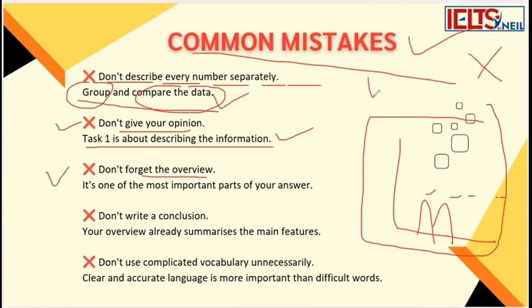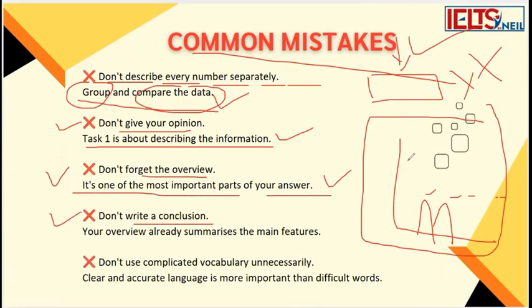Of course, when we write the overall statement or the overview right after the introduction, we should never ever forget that. This is very, very, very important. It's one of the most important parts of your answer, right? And the next one is don't write a conclusion. Of course, in task one, we don't write the conclusion. It's for task two that we write the conclusion, right? So in task one, whenever you are writing a bar graph, pie chart, table, anything, we never write a conclusion. You write an overview that already summarizes the main features.